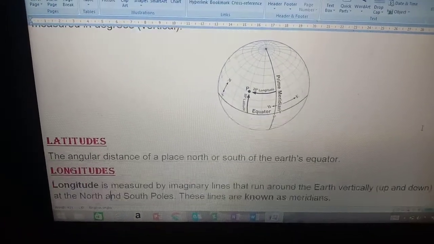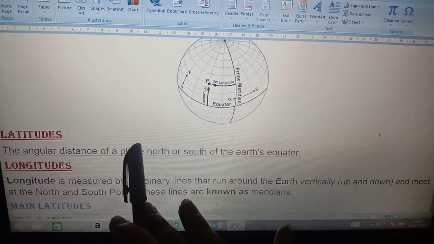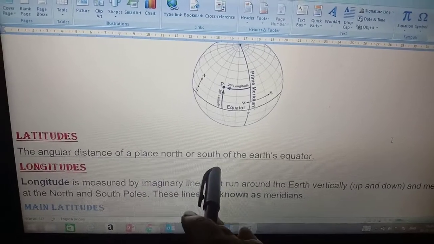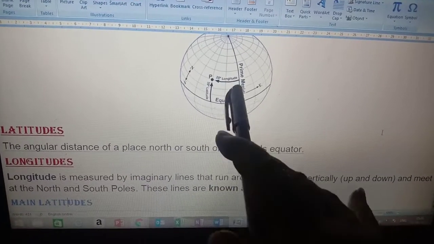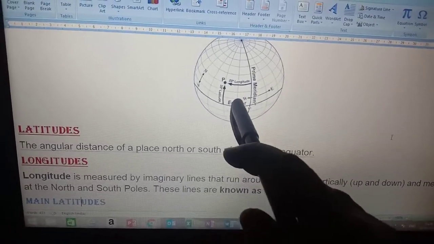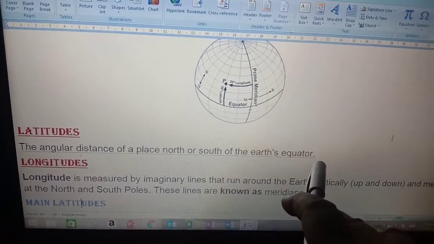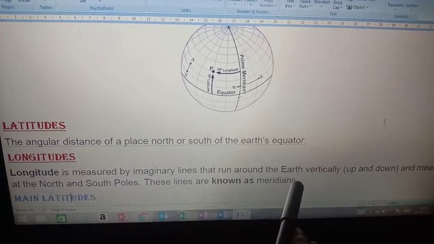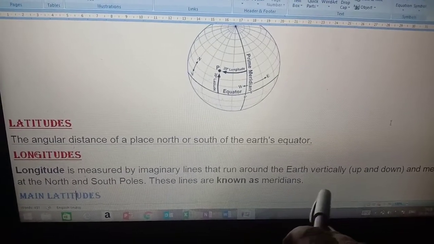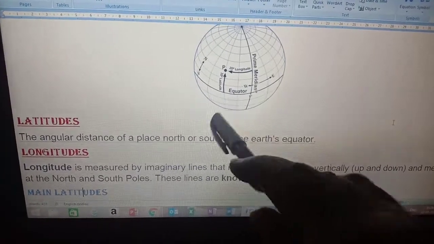Next is about latitudes and longitudes. What is latitude? Latitude is the angular distance of a place north or south of the Earth's equator. And longitude is an imaginary line that runs around Earth vertically, up and down.